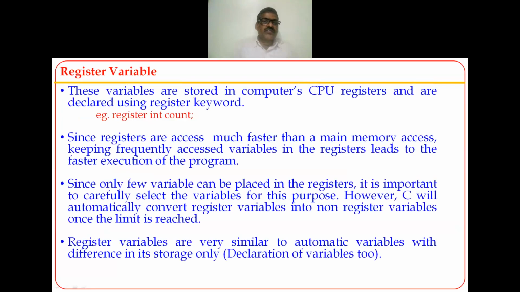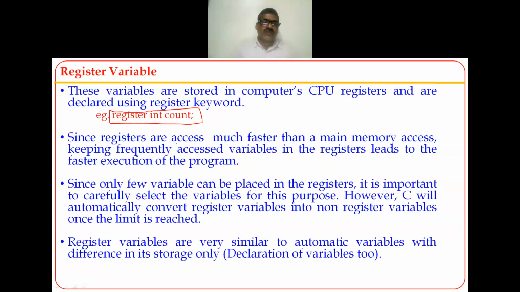Fine. So register variables. Next, coming to the second type of storage class, these variables are stored in the computer's CPU registers instead of the computer's main memory. That is the only thing here. So except for the storage, everything will be the same as auto variables.